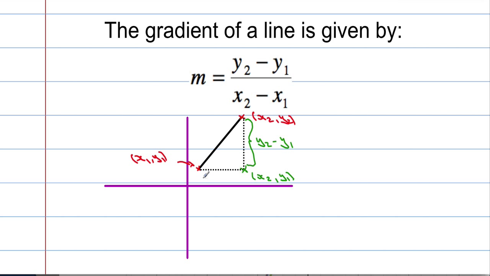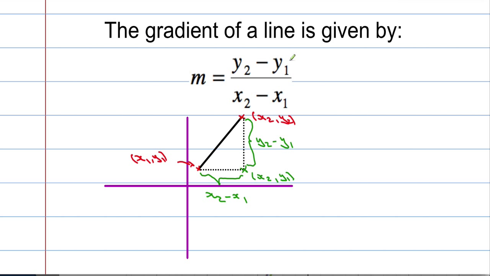And in a similar fashion, this distance here, this dotted distance here, must be x2, so the value of the x at this point, subtract the value of the x at this point will give me the distance, so x2 minus x1. And that's the origin of this formula here, y2 minus y1 over x2 minus x1.